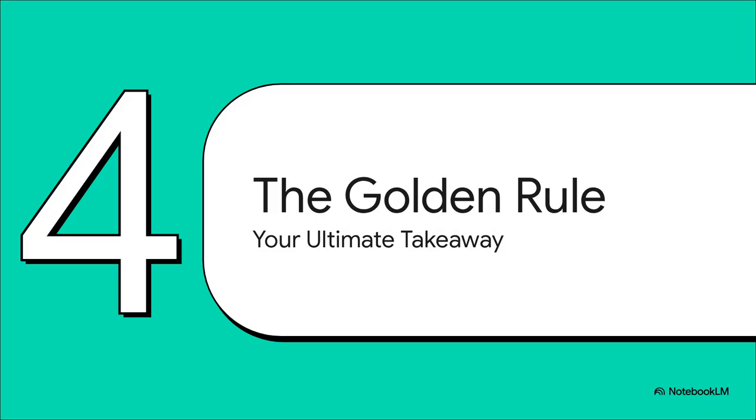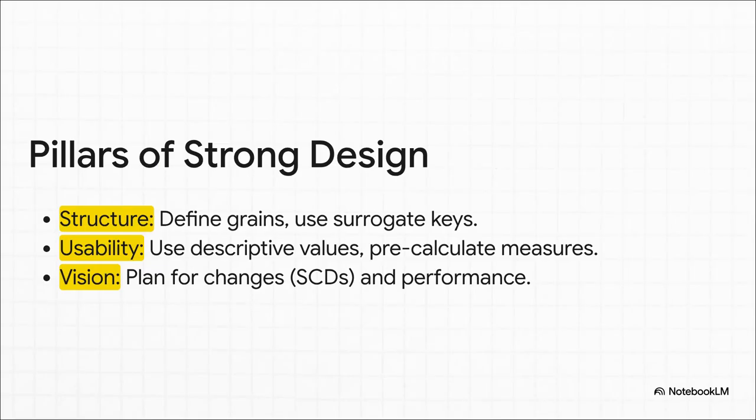So we've looked at all these different ways things can go wrong. What's the one golden rule here? What's the ultimate takeaway from all this? Well, it really just comes down to these three pillars. First, you need a solid technical structure. Get the grain, the keys, and the tables right. Second, you need a relentless focus on the user, designing for clarity and making it easy to use. And third, you need a long-term vision that plans for change, performance, and scale right from day one.